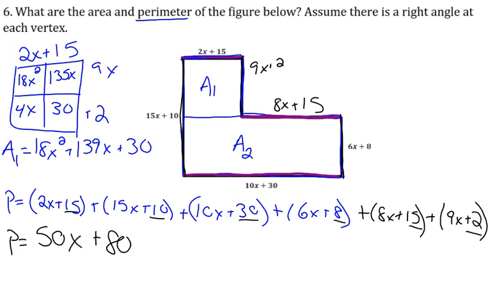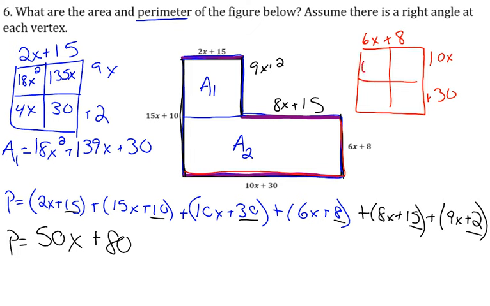Now we need to find the area of A2. And again, area is length times width. So we need to find what's 6x plus 8 times 10x plus 30.